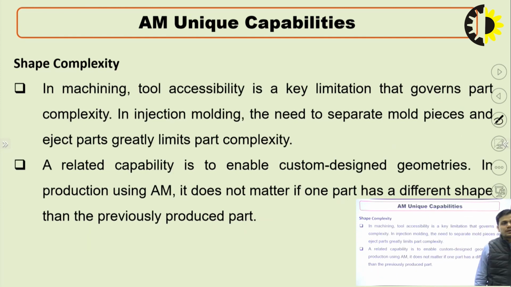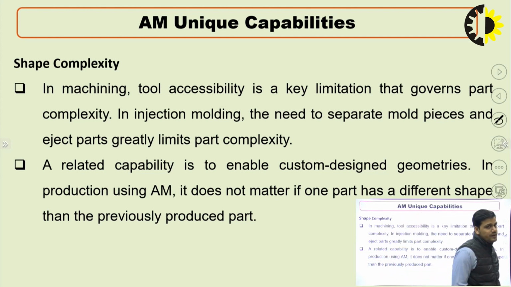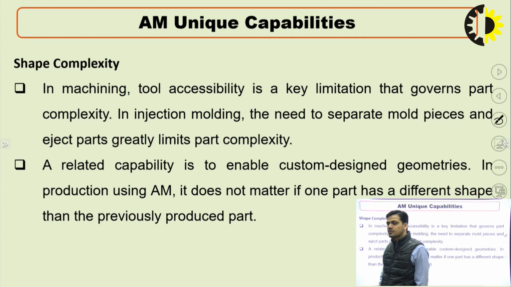In machining, tool accessibility is a key limitation that governs part complexity. If we talk about CNC machining, if you have deep grooves, your tool will not reach there. So tool reachability is a limitation in CNC machining. That limitation does not exist in additive manufacturing, because you are manufacturing any component or product using the AM process.